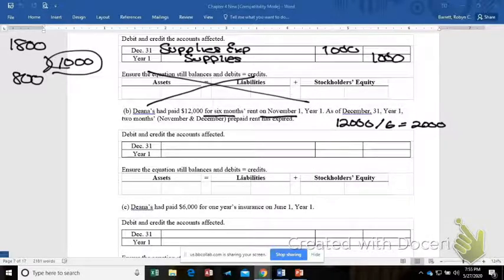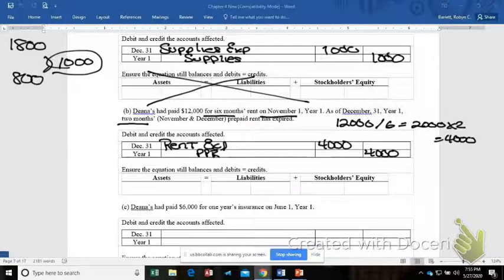And how many months has gone by? 2. All right. So she spent $4,000 on rent. So we put $4,000 here. And then what would be my debit and credit? Rent expense and prepaid rent. Yep, rent expense and prepaid rent.